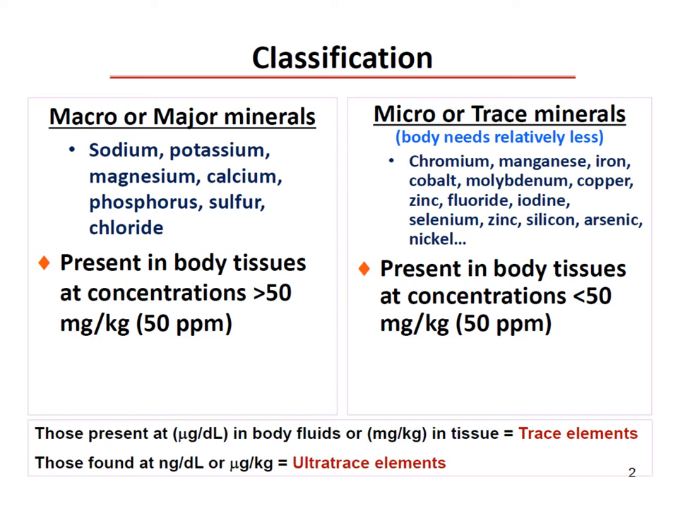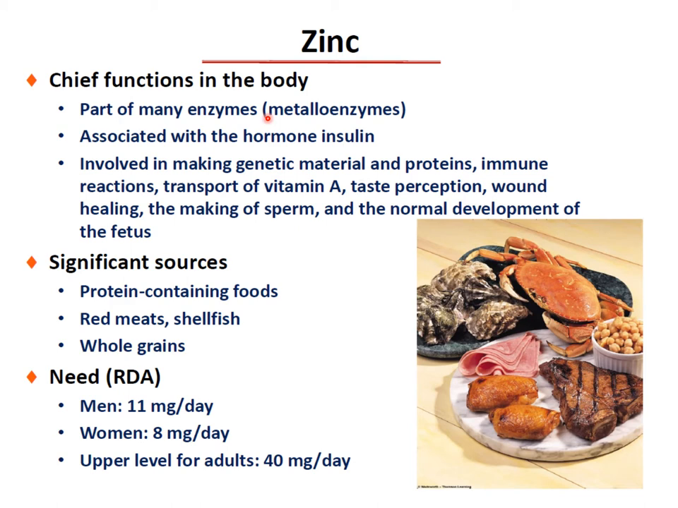The chief function of zinc in the body is as part of many enzymes, such as metalloprotease enzymes. It's associated with insulin, the hormone. It's involved in making genetic material and protein, immune reaction, transport of vitamin A, taste perception, wound healing, making of sperm, and normal development of fetal tissues.